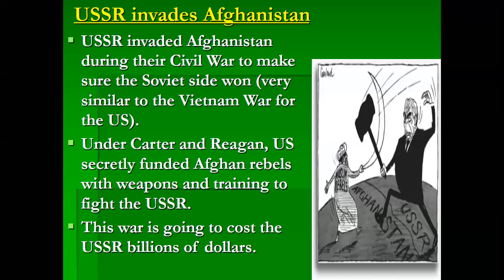Now, we could not directly come and help. If we went and directly helped, we're all of a sudden in a full-scale war with the USSR. But what we did do is we secretly sent money to the Afghan rebels, with weapons and training to be able to fight the USSR. Now, they didn't know the US was supplying it. They just knew that they were getting these packages. And how this would work is we actually funneled a lot of it through Egypt. So Afghanistan thought that Egypt was helping them, not the United States.